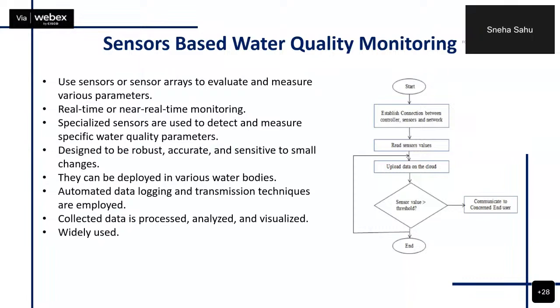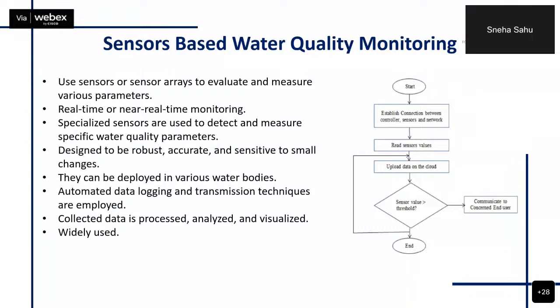Sensor-based water quality monitoring systems are widely used in environmental monitoring, water resource management, aquaculture, drinking water treatment, industrial processes, and research studies. So, the working of this sensor, as seen in the images: the main controller is connected to different types of sensors. These sensors are placed in the water that needs to be tested.